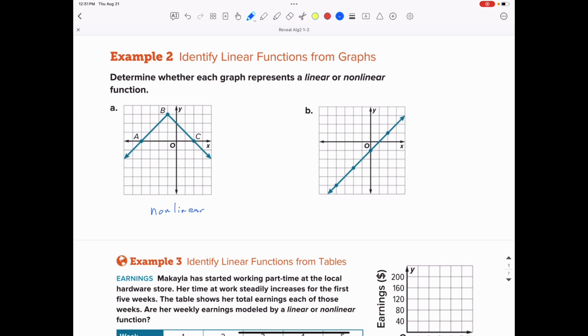Part B, it does look like all of those points lie on the same straight line, and I can use my straight line tool to verify this. I can start drawing here, and you can see that I can draw a perfect straight line, and it covers all the points all the way to the arrow. So yes, this does appear to be a straight line, so it is a linear equation.